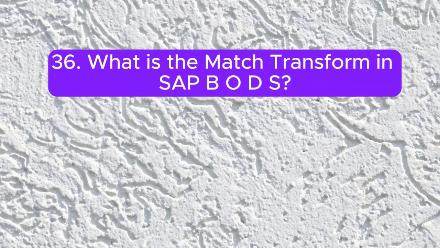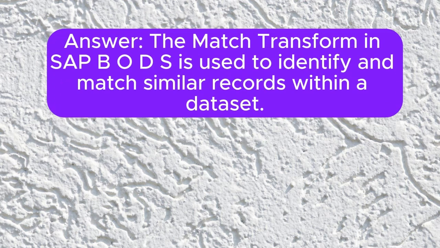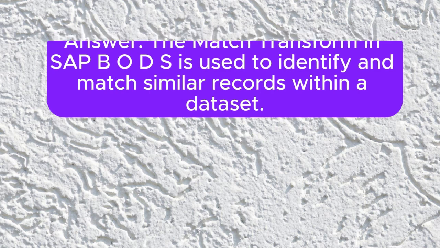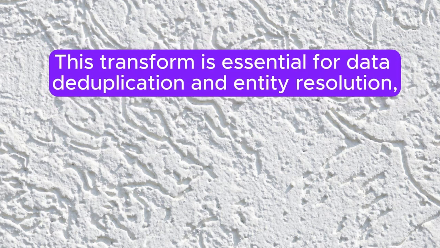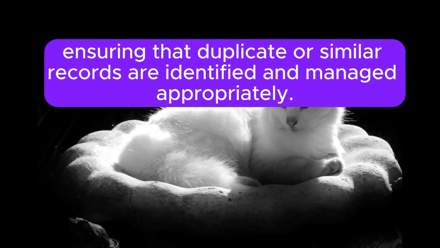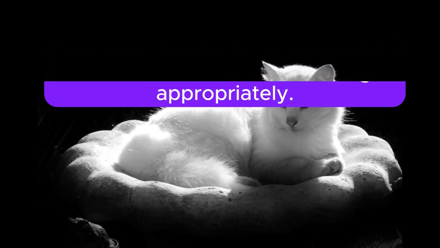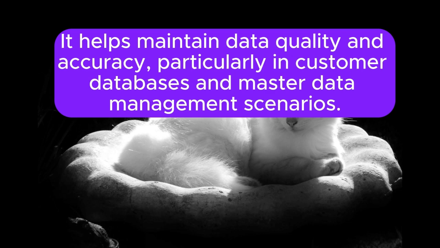36. What is the match transform in SAP BODS? Answer. The match transform in SAP BODS is used to identify and match similar records within a dataset. It applies fuzzy matching algorithms to find duplicates or related records based on defined criteria. This transform is essential for data deduplication and entity resolution, ensuring that duplicate or similar records are identified and managed appropriately. It helps maintain data quality and accuracy, particularly in customer databases and master data management scenarios.